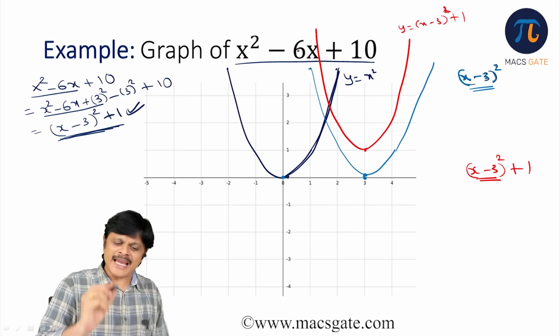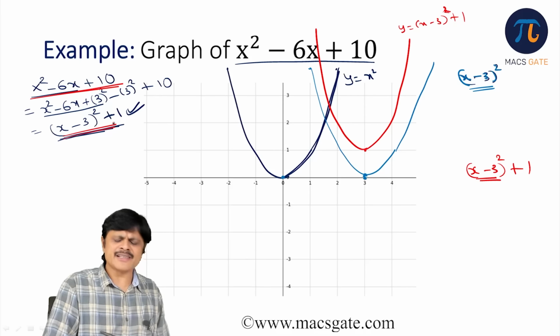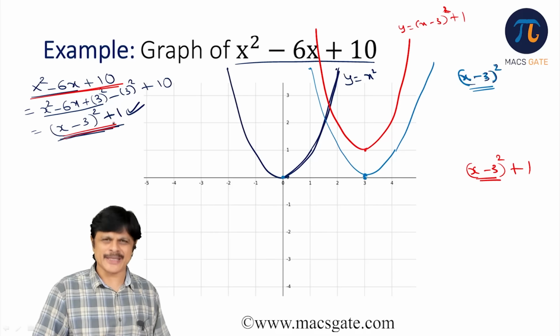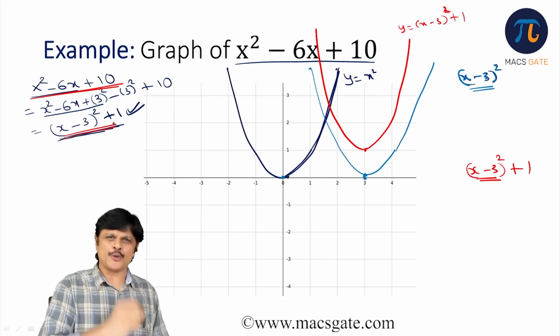So from the x square graph, I could get the graph of this x square minus 6x plus 10, which is the same as x minus 3 whole square plus 1. Is the idea clear? So this is how we can get new graphs by making some transformation from the old graph.